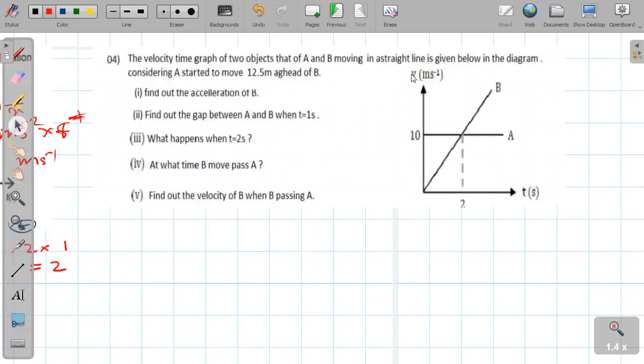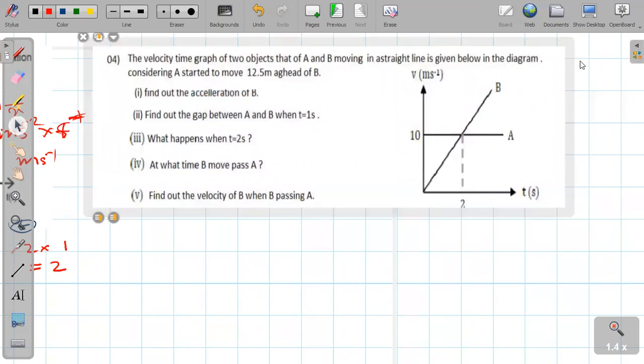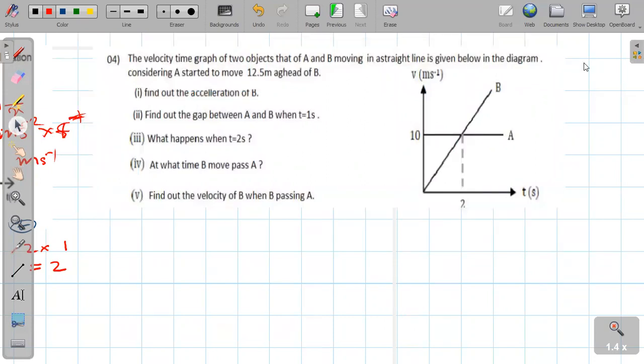Not the basic graphs like previous. You will find something really terrible like this: the velocity time graph of two objects, A and B, moving. This is A, the other one is B, in a straight line as given below in the diagram, considering A started to move from some 12 meters.